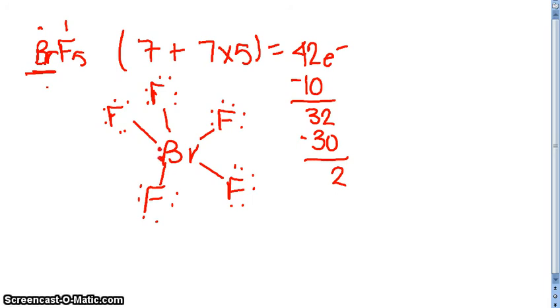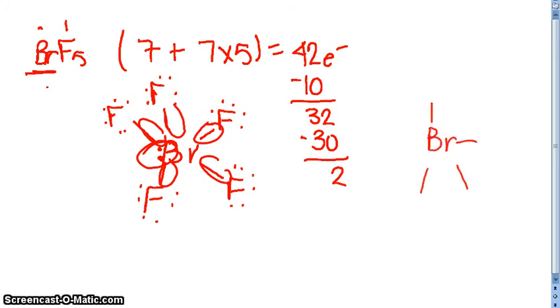Alright, so now bromine here is actually having 6 regions associated with it. 5 bonds, and then your lone pair of electrons. So there is your diagram. I'll just redraw it over here for you. That's your Lewis structure for BrF5. Alright, perfect. Let's do another one.